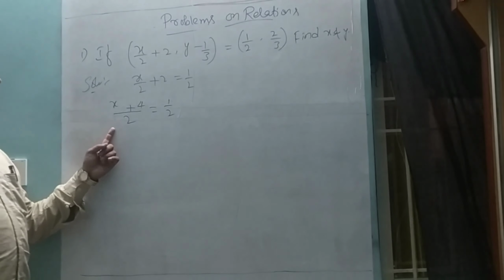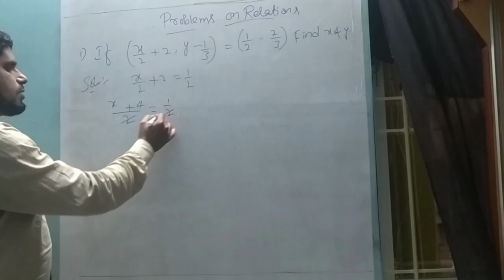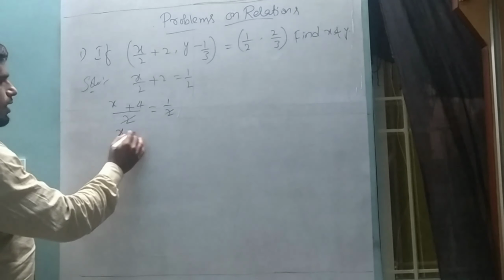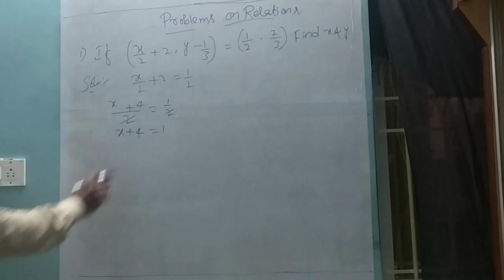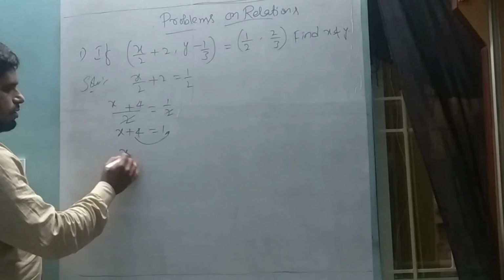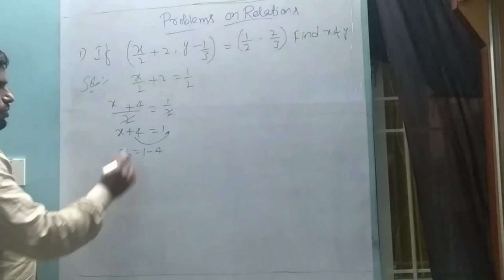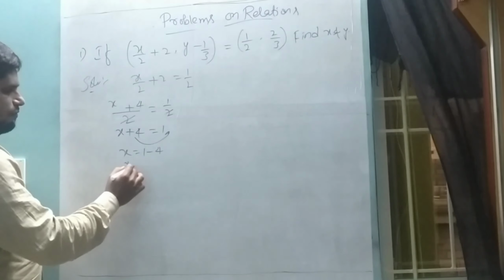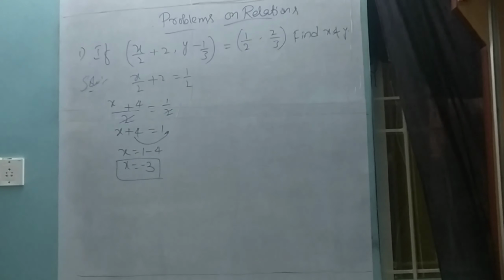Now the left hand side and right hand side have the same denominators, so it's easy to cancel them. After cancellation we get x + 4 = 1. Let us shift this 4 to the right hand side, so we get 1 - 4. Positive becomes negative. Finally, x is minus 3. This is the value of x.